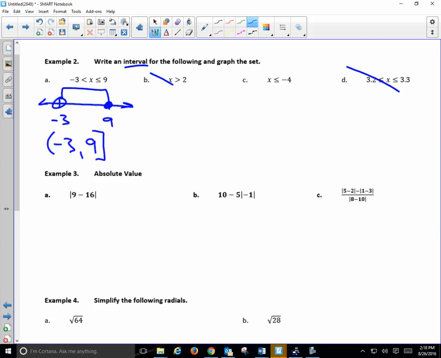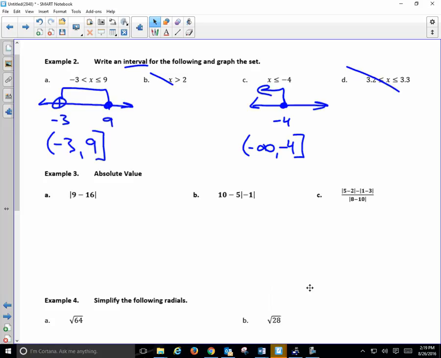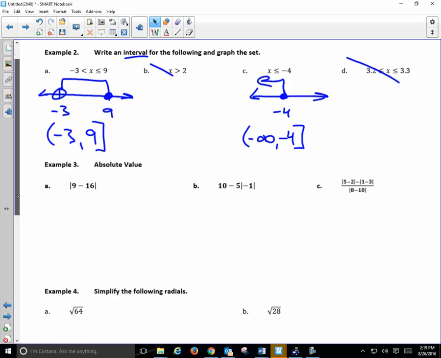Try C on your own. Any questions on C? So for the first part of your test, if I ask you about inequalities and intervals, how do you think you can get those points? Yeah. We'll give you some practice today in your assignment.